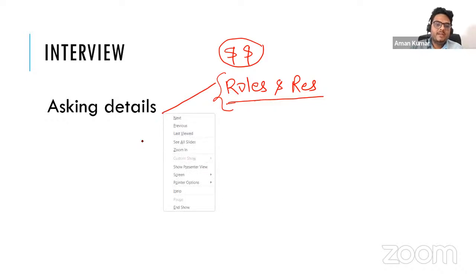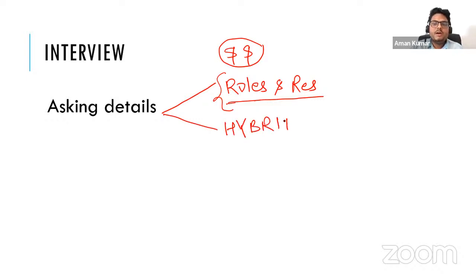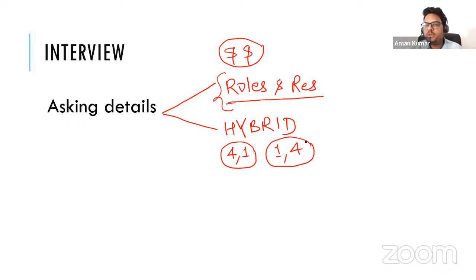Then nowadays it is very important to ask the definition of hybrid. Hybrid can be 4 days office and 1 day work from home. It can be 1 day office and 4 days work from home. What kind of hybrid and how strict is the hybrid? Ask this very clearly, because you may take a house on rent based on this, whether you will stay far or near. All these things will come into the picture. Ask this very clearly whenever you are getting a call.